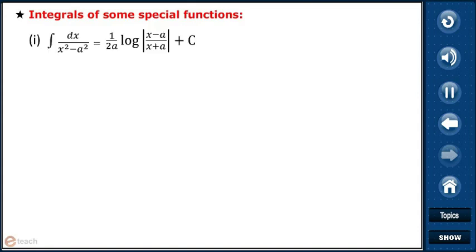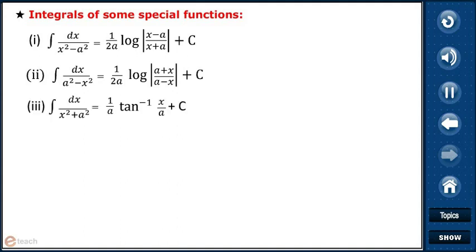Integration dx divided by x square minus a square equals 1 by 2a log mod x minus a by x plus a plus c. Number 2. Integration dx divided by a square minus x square equals 1 by 2a log of mod of a plus x divided by a minus x plus c.